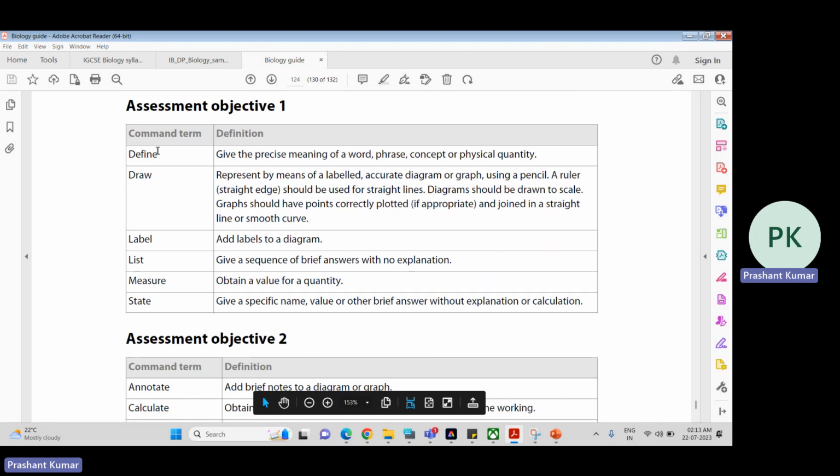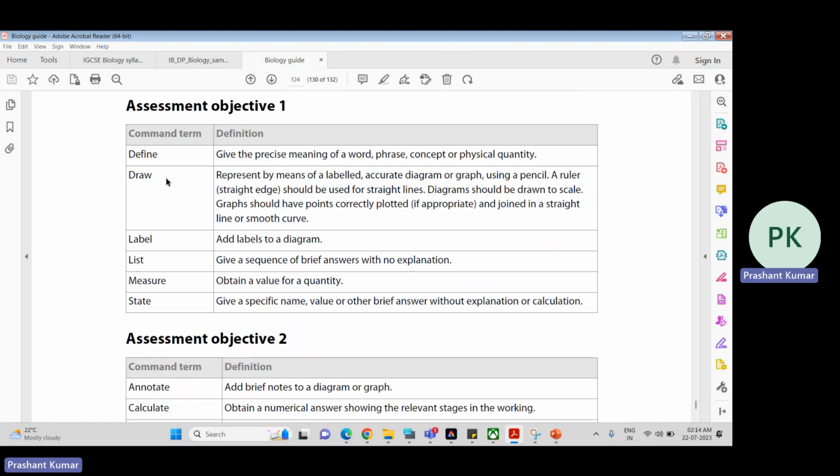So when the question says define, you have to give a precise meaning of that particular word or the concept in a very clear one-sentence answer. It should be very clear. It should not be an example. So you have to be very sure about writing the definition of the term.